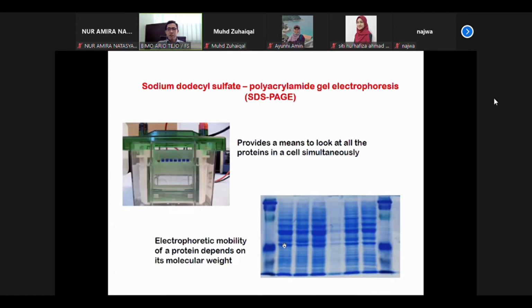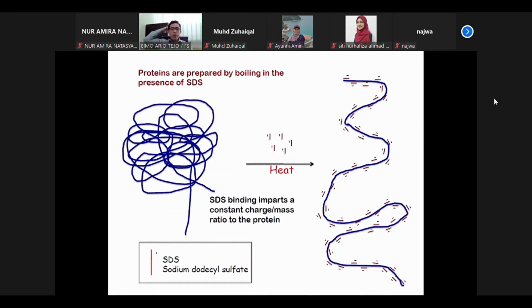So the way they travel in this gel really depends on their molecular weight. Ya. Yang kecil dia akan lari lagi laju, ya. Dia sampai dekat bawah. Yang dia besar, they will stay at the top of the gel. So how do we run this experiment?